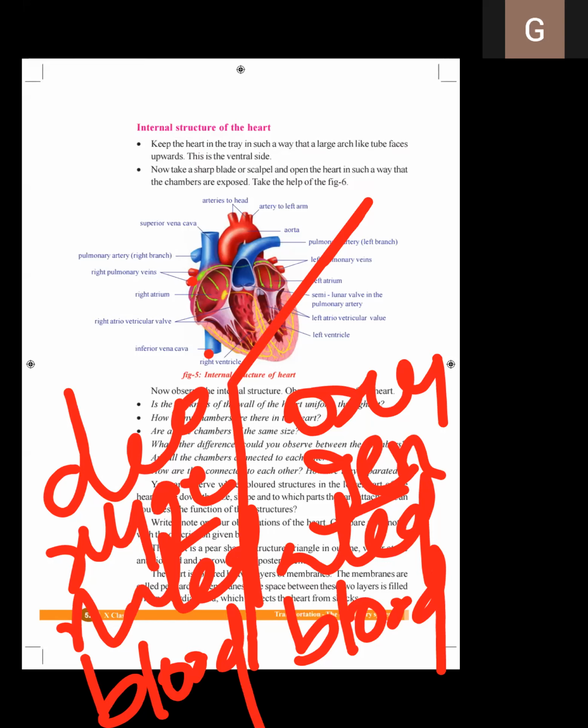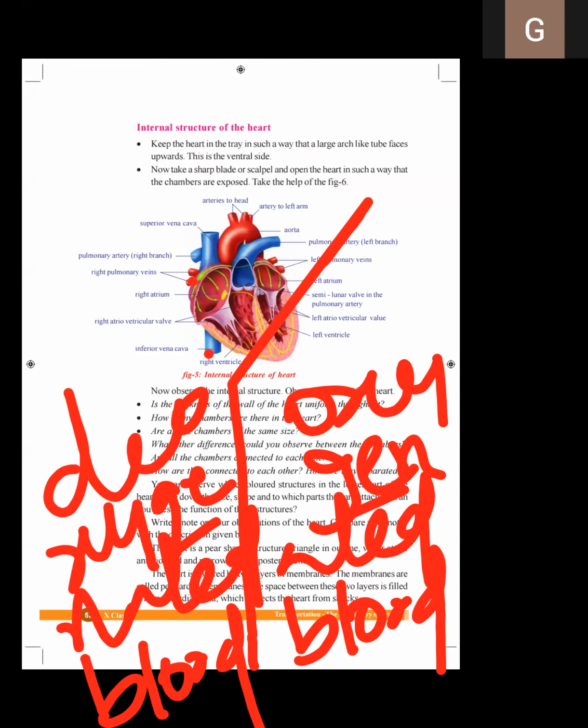Okay, so we have arteries, veins, then the superior and inferior vena cava. So we have four blood vessels. Then this is the pulmonary artery. Just keep in mind the pulmonary artery, or pulmonary aorta. This carries the deoxygenated blood to the lungs.